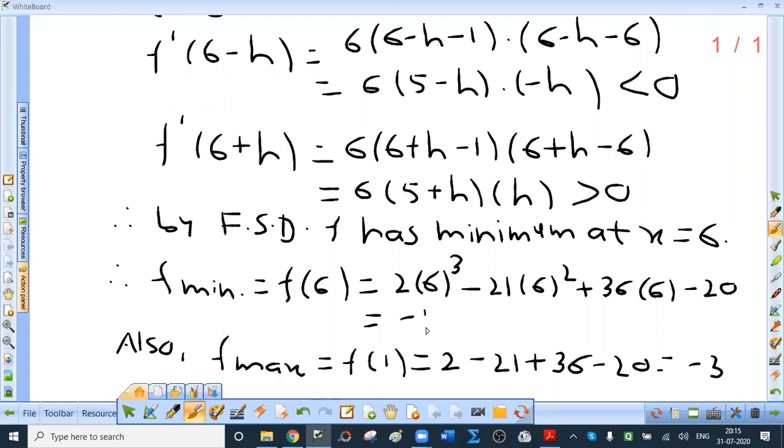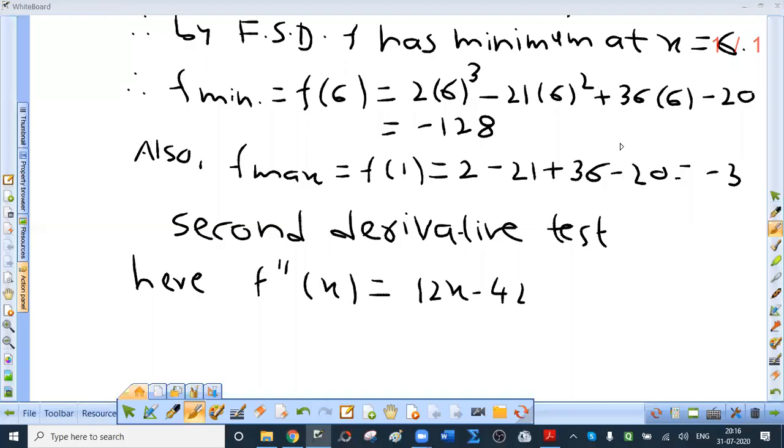Somebody is saying minus 128. Check this answer. Minus 128. Now in exam, we will be using second derivative test only. If it is mentioned, which is usually not, to find the answer using first derivative test, we will be using first derivative test in that case only, but usually it is not mentioned.